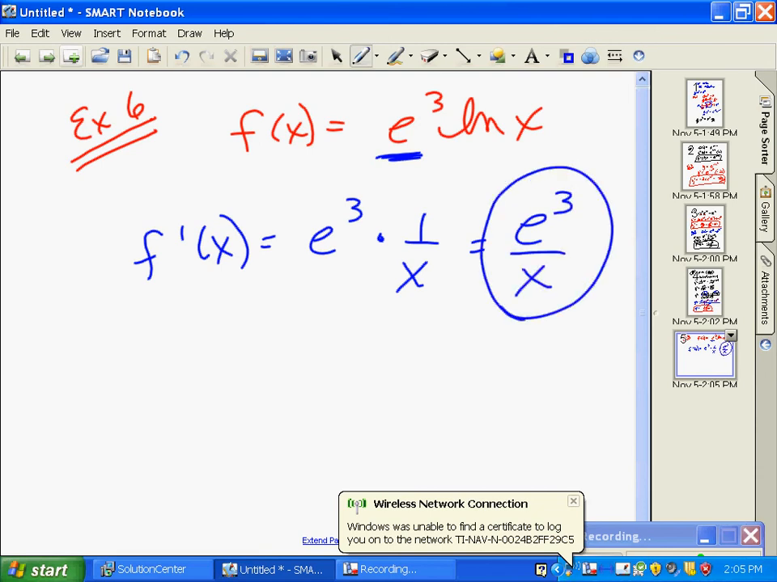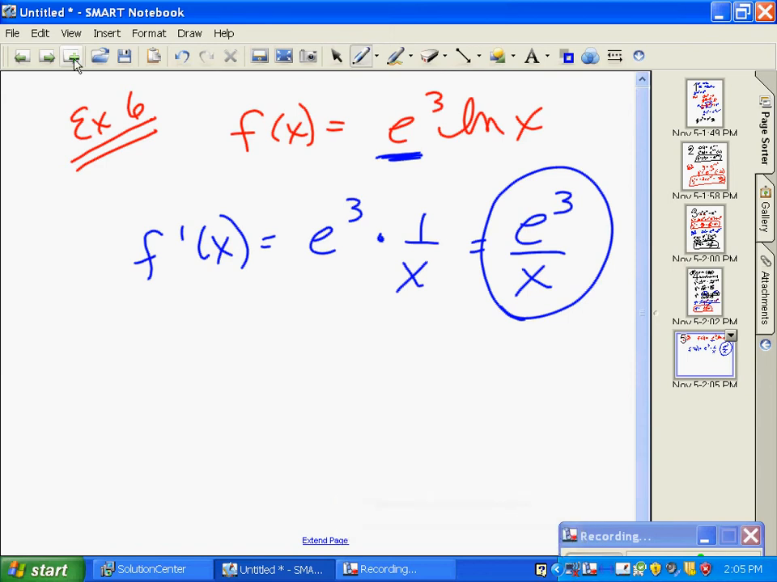So that's just thrown in there just to remind you that e is a constant. Remember, e is approximately 2.718. Keeps going.